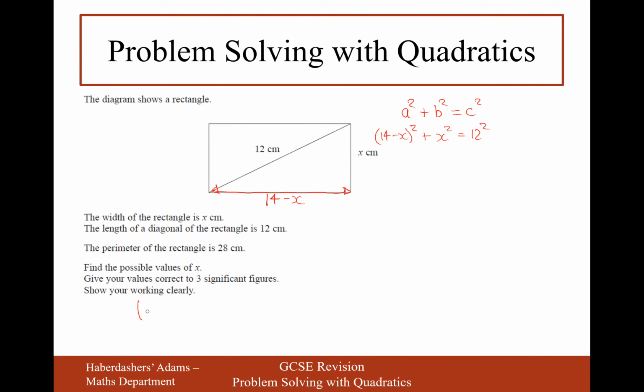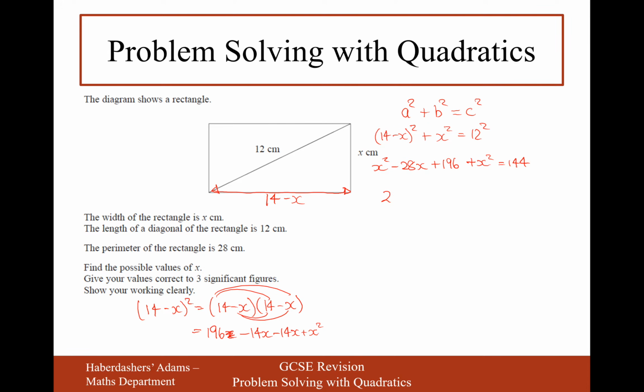So what I'm going to do here is I'm going to have to now expand (14 minus x) squared properly. Now the only way you should be thinking about expanding a squared bracket is by thinking of it as a double bracket where you're multiplying the bracket by itself. So 14 squared is 196. That would just be 196 minus 14x minus 14x plus x squared. So that's going to be x squared minus 28x, simplifying the two 14s, plus 196 plus x squared equals 144.